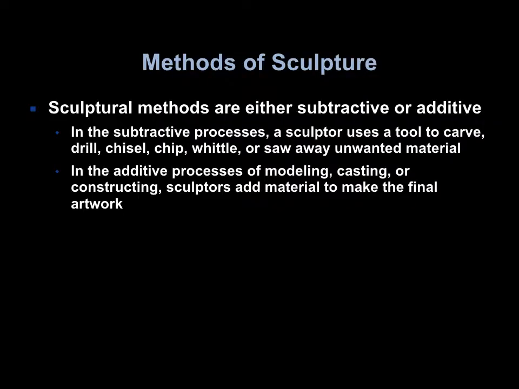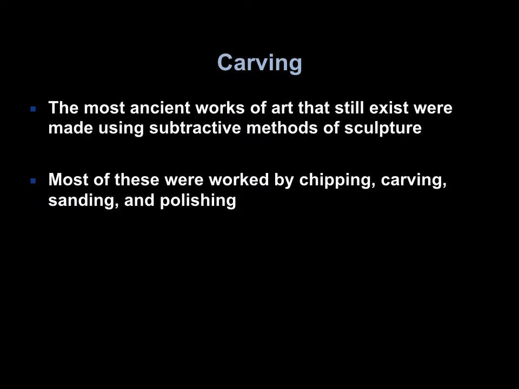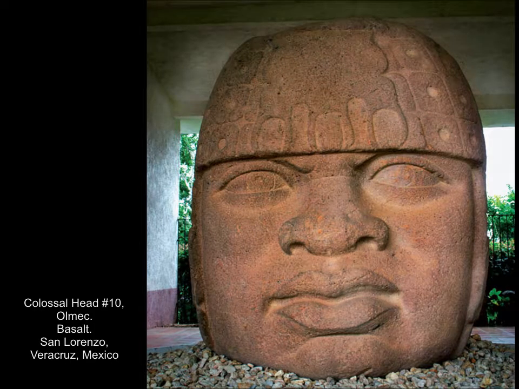Now that we've seen examples of two types of sculpture, relief and freestanding, it's important to know some of the terms associated with its production. Methods of sculpture can either remove material, which is called subtractive, or combine material together, which is called additive. For instance, carving is considered a type of subtractive method of sculpture because it involves the removal of material to create a desired image.